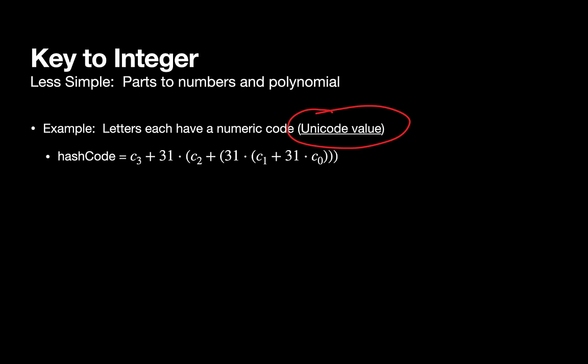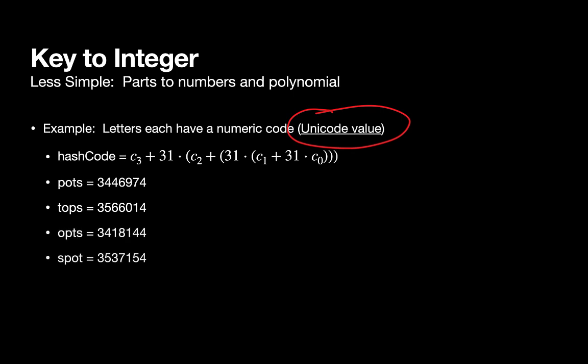So let's look at what the hash codes of the words that I entered earlier would be based on this formula, using the Unicode values instead of the numeric code we used earlier. So POTS would have a hash code of 3446974. TOPS would have 3566014. OPS, 3418144, and SPOT and POST.